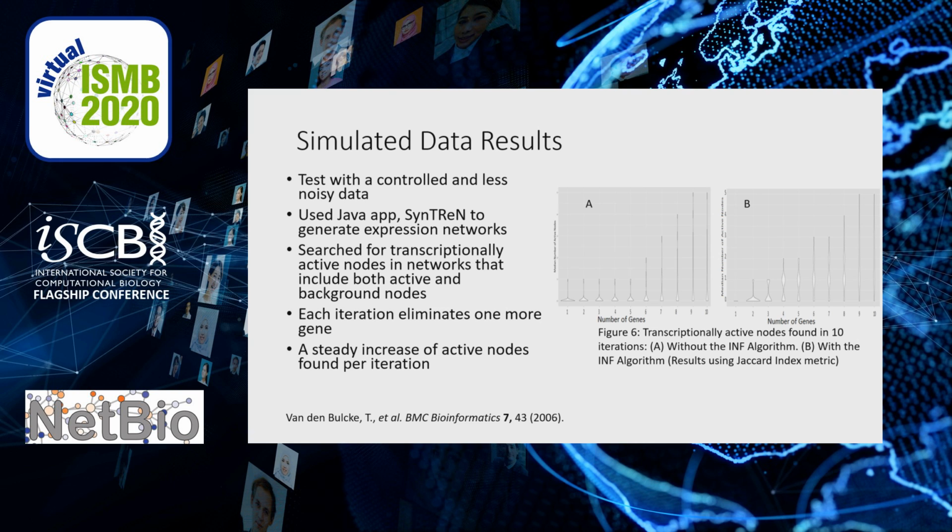Figure 6 is the Wayland plot of median number of active nodes found per iteration. Each iteration corresponds to an addition of a gene to be eliminated, as mentioned before. Figure 6a is the active nodes found by only using initial networks. Figure 6b, which depicts a steady increase of active nodes found, is the Wayland plot of results when using the INF algorithm. Our results show that our method could separate transcriptionally active nodes among background nodes better compared to the initial networks.